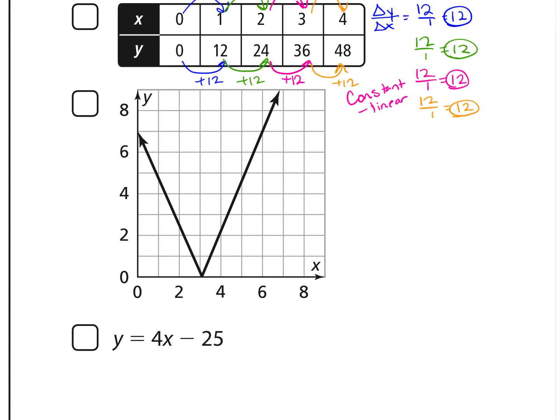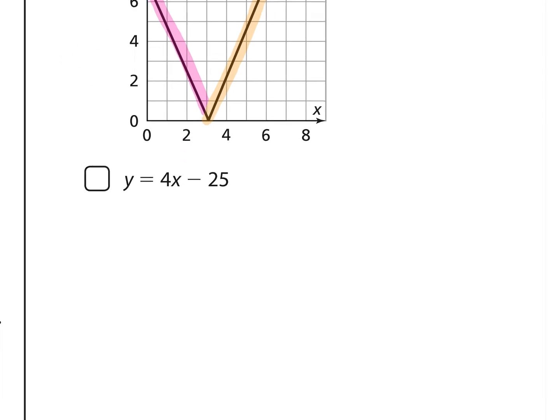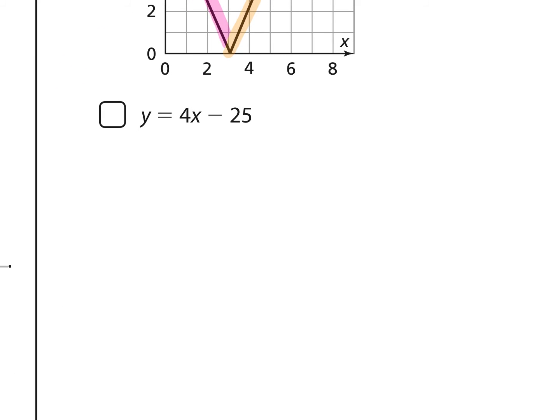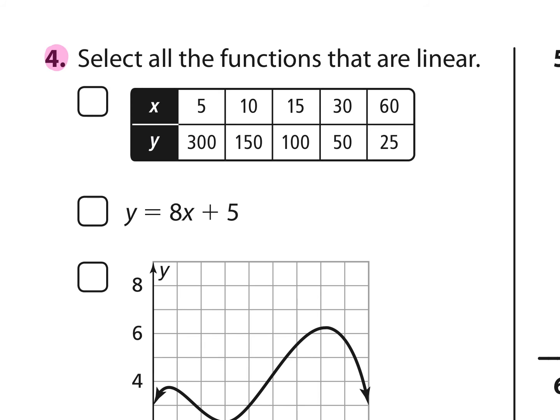This next choice is a graph. Notice that it looks like it's linear here, but then the line bends, it turns. So it's not an entire straight line. This is nonlinear. Our last choice is an equation, and notice it is in the form of y equals mx plus b. So this is linear.